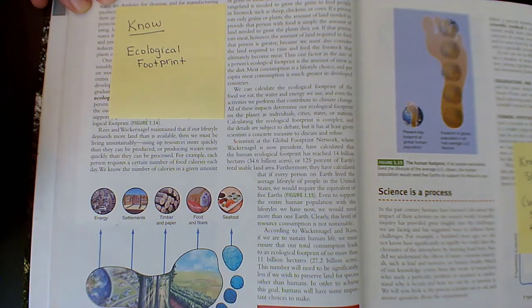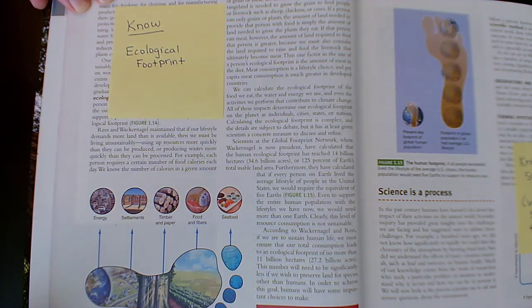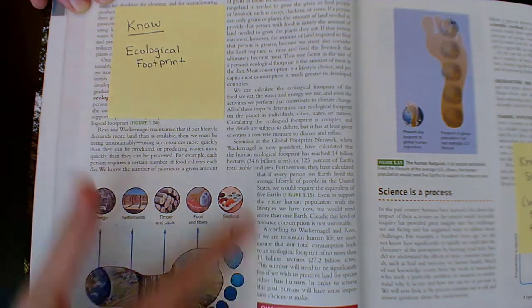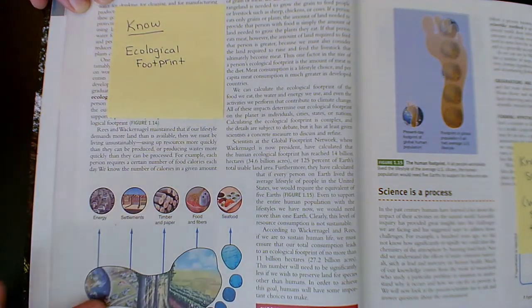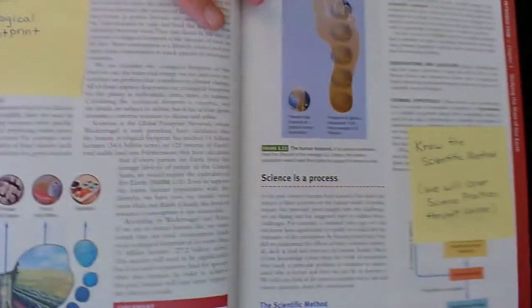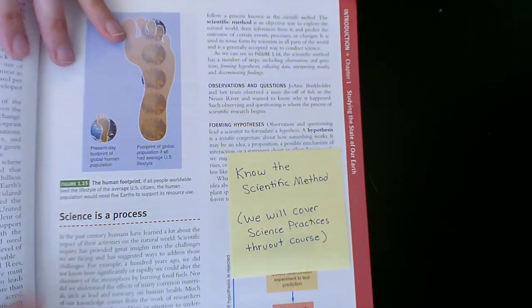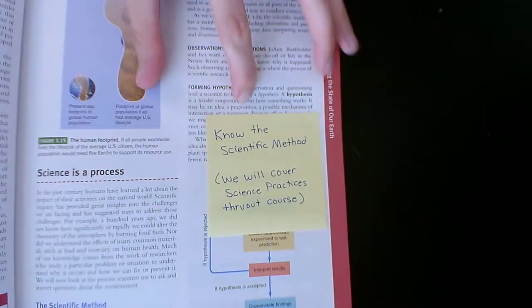You need to know what the ecological footprint is, and it's measured in land area, and how much land area is needed to supply all the goods and services that you would individually need, either as an individual, as a country, things like that. Okay, so you need to understand what an ecological footprint is looking at. The rest of the chapter is focusing on the scientific method, the process of science. So you do need to know the scientific method.